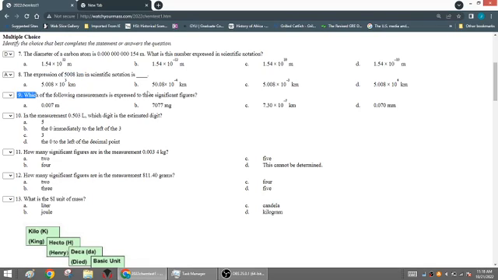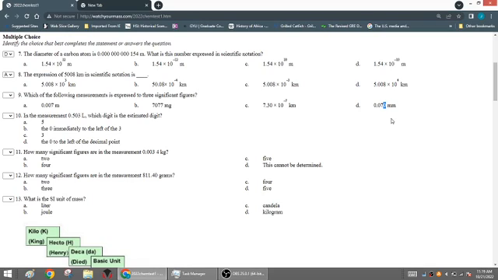Which of the following measurements is expressed to 3 significant figures? So these zeros here are just placeholders. If you express that in scientific notation, it would be 7 times 10 to the negative second. 1, 2, 3. No, excuse me, 10 to the negative third. Here we have 4 significant figures. Here we have 3 significant figures. And here we have 2 significant figures.